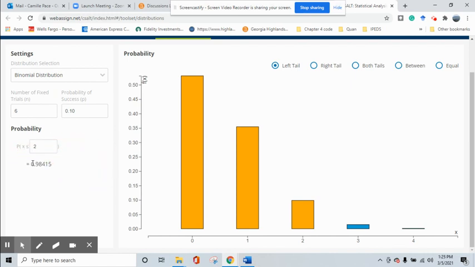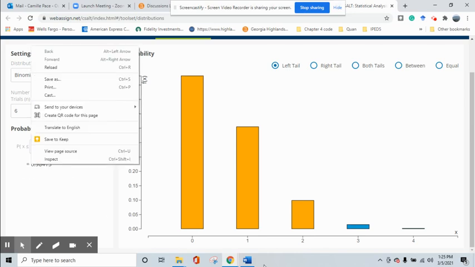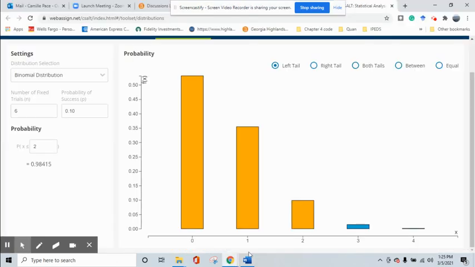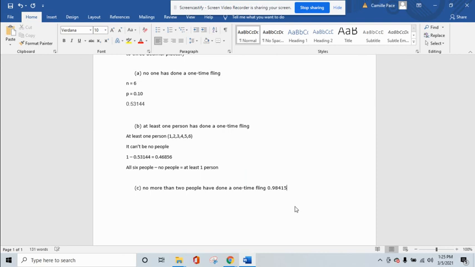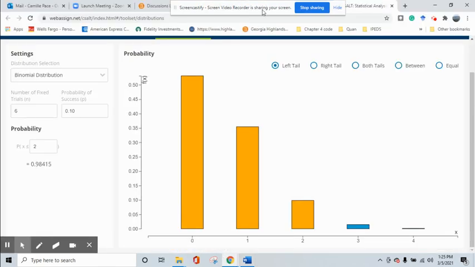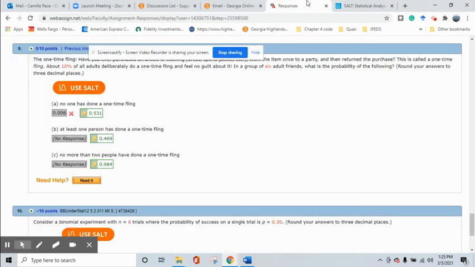So that one is, oh, come on, my computer's being weird today, 0.98415. Okay, and that's the answer. And if I go check myself in the homework, yep, I did it all correct. So that's how you do it.